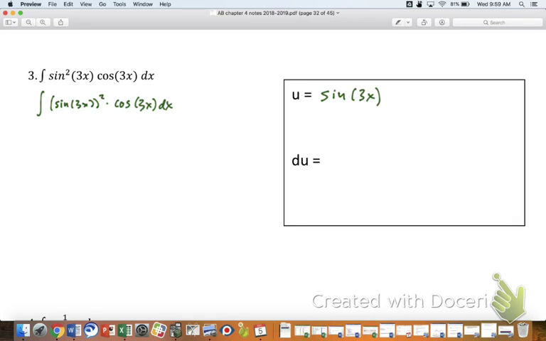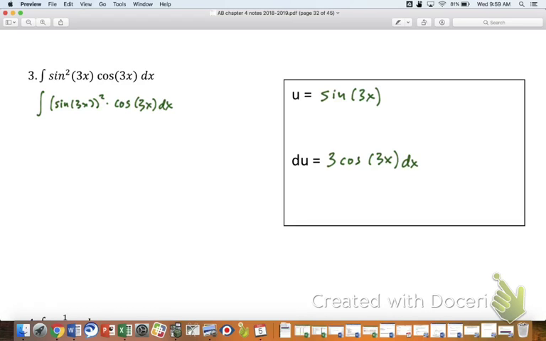Okay, so based on that, what would you guys say your du is? Yeah, you actually have to use a chain rule for this, don't you? 3 cosine of 3x. Because sine of 3x is composite. To get your du, you're going to have to... Oops, sorry. I forgot my dx. There we go. Does it matter if you put the 3 before or after? It doesn't matter. Totally your choice on that.